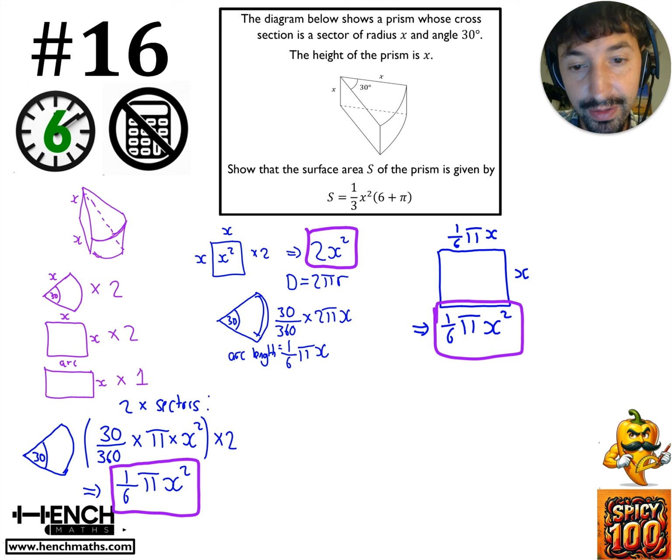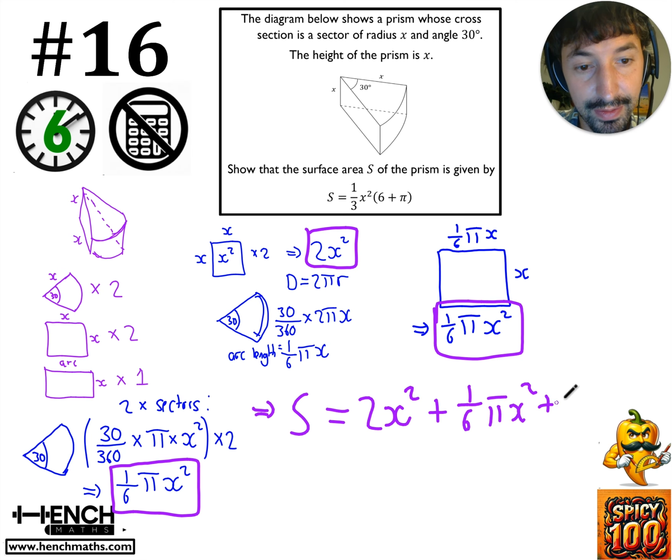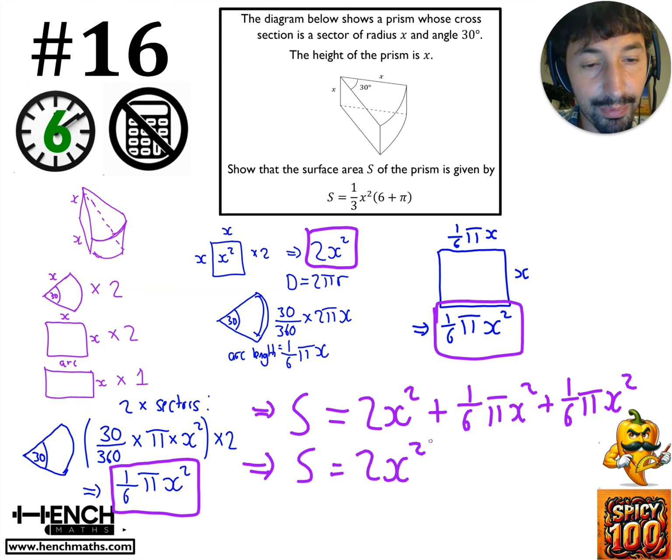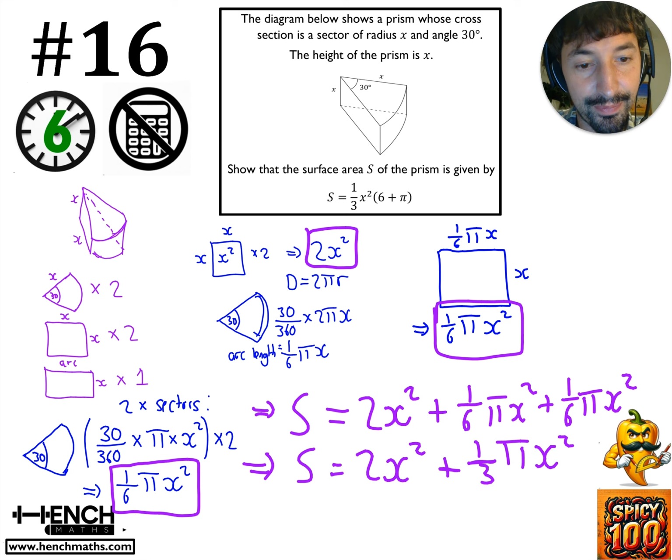So the surface area of the entire shape is going to be all three of these added together. So I'm going to put the 2x squared first, that's a bit more simple. And then we've got plus a 6th pi x squared plus another 6th pi x squared. If we simplify that, we're going to get 2x squared. Now a 6th plus a 6th is 2/6 or a third. So we're going to get plus a third pi x squared.